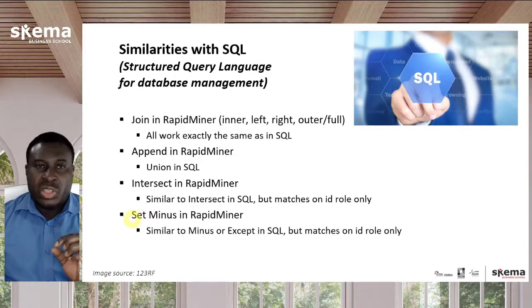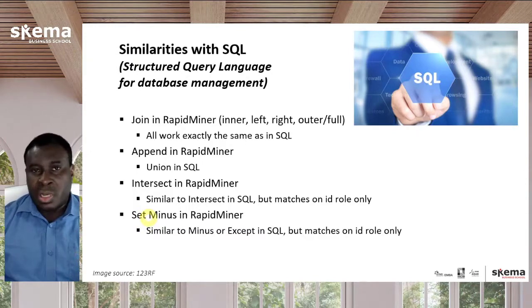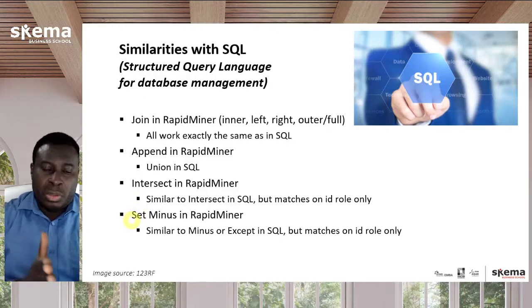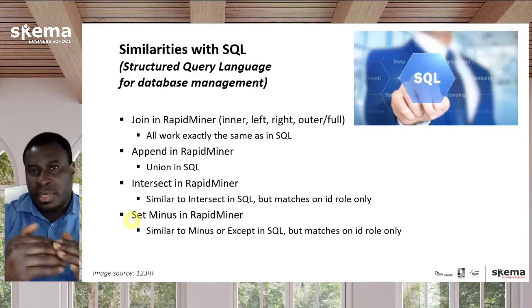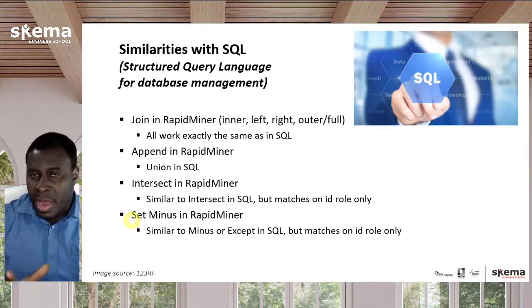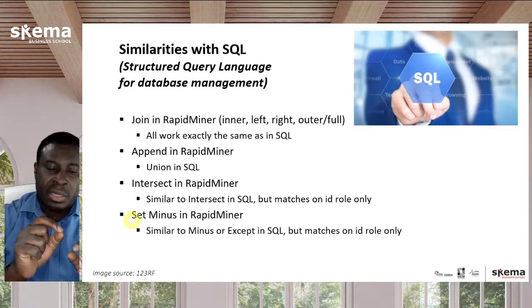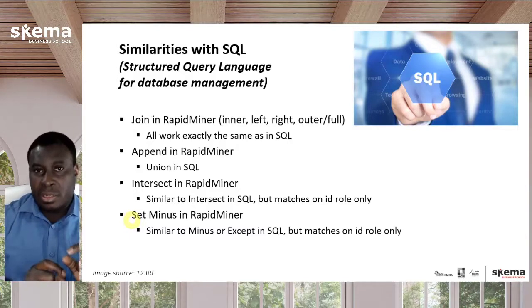The set minus operator in RapidMiner is quite similar to the minus or except operator in SQL, which is called either minus or except, depending on the version of SQL. But similarly to intersect, it matches on the ID role only. So it does not look at all the columns that are identical and then subtract or apply minus based on that. It only looks at the duplicates in the ID column and removes the duplicates from those. The other columns might be different.